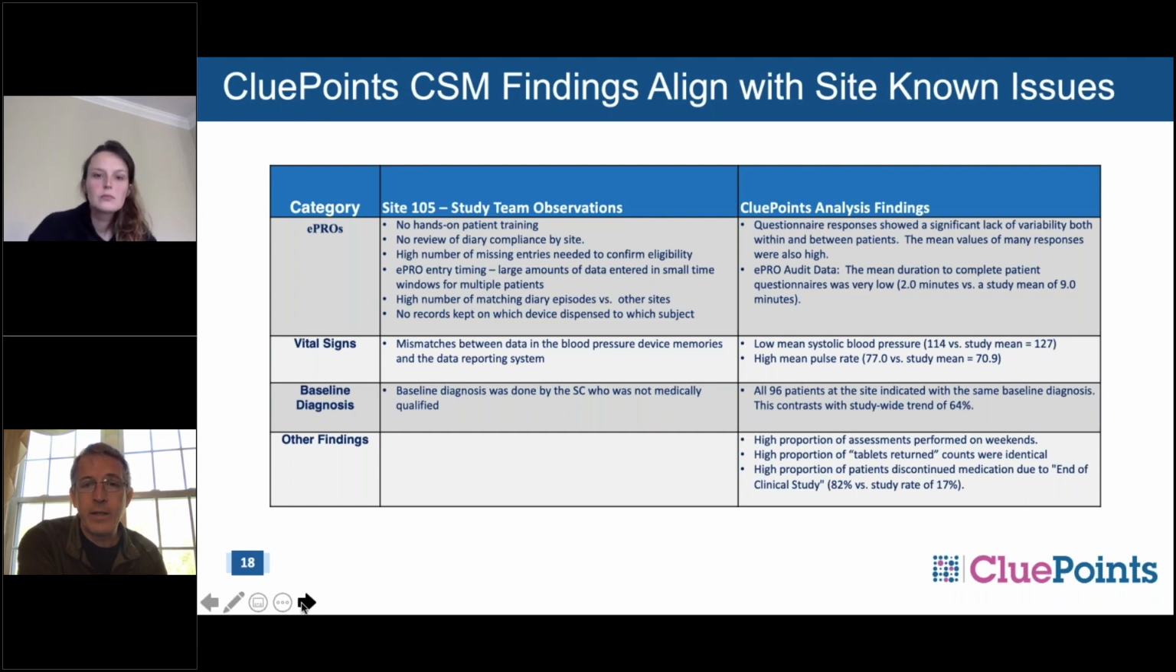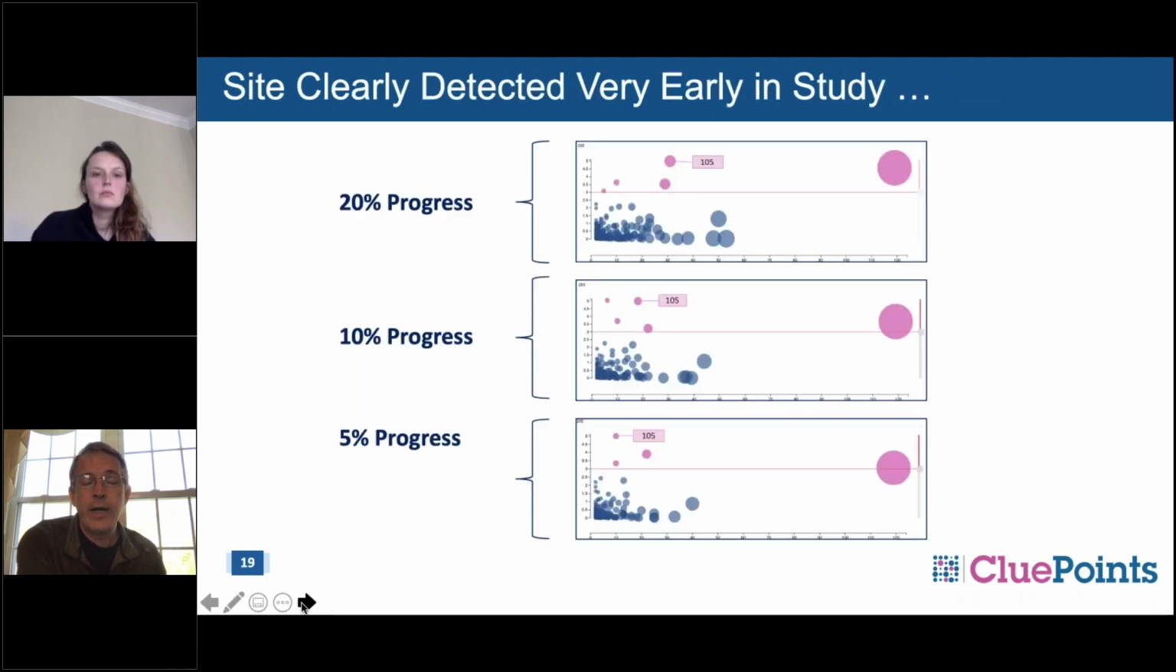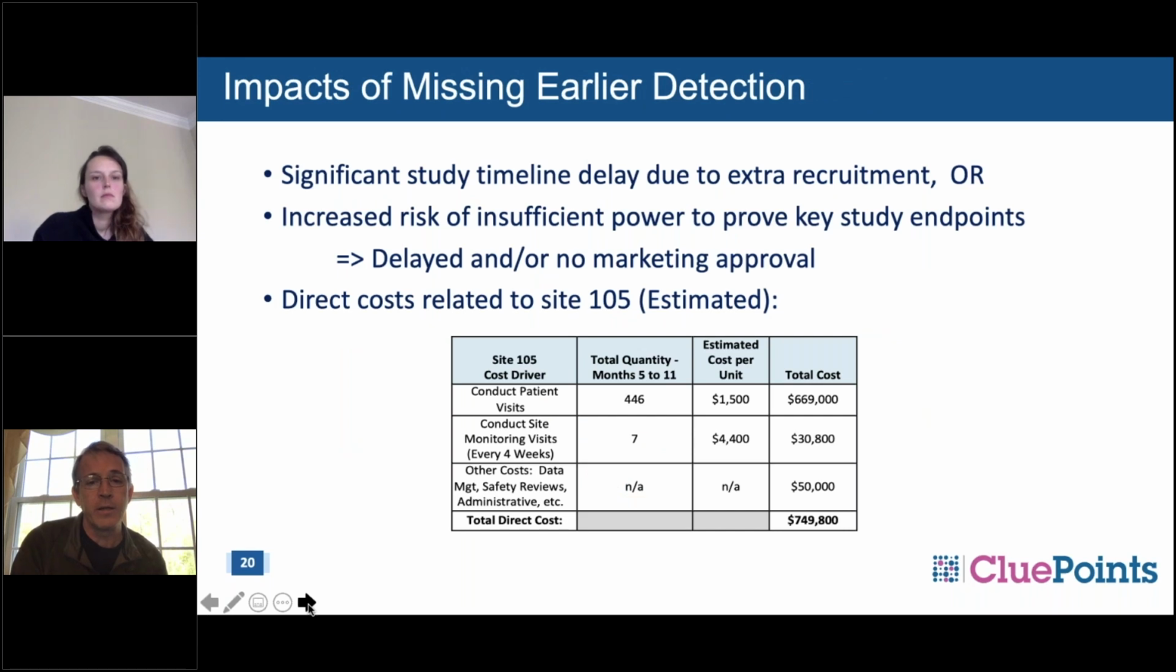What we did on this exercise is we created snapshots of the study database at earlier time points, and we went progressively earlier. And what we found was the same site, site 105, was the most atypical site in the analysis, all the way back to a 5% progress point of that site's participation in the study. So if this study team had used the CluePoints central monitoring and statistical monitoring methods, they would have clearly identified this site many, many months earlier and may have avoided a lot of impact on the study.